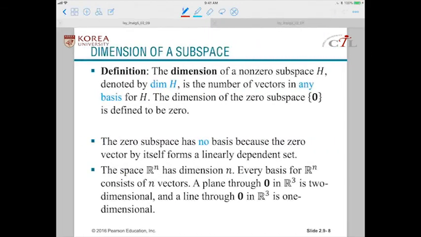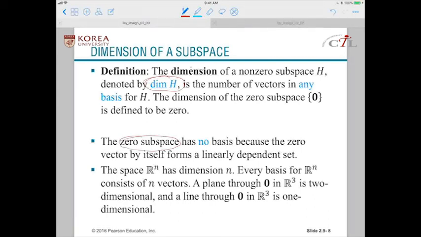This slide is about the definition of the dimension of a subspace, but we already studied that, because the definition of this dimension is simply the number of basis vectors of a given subspace, and the notation is written like this. We also studied the dimension of the zero subspace.